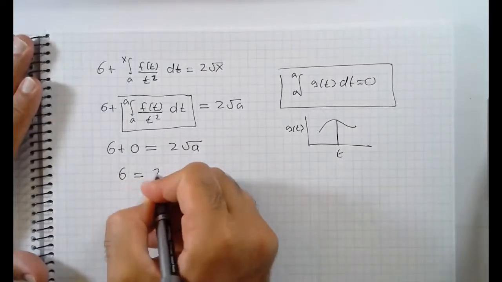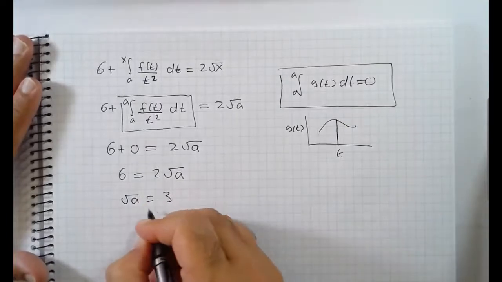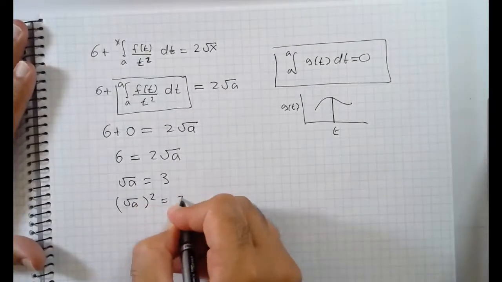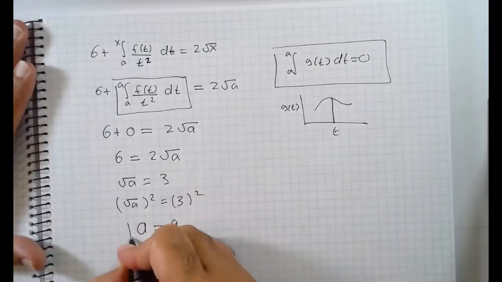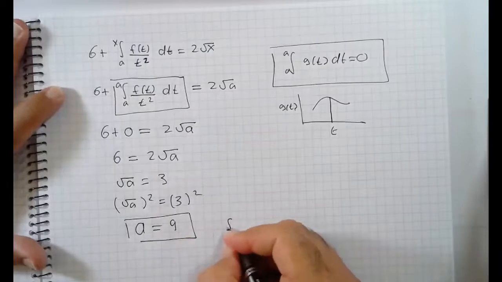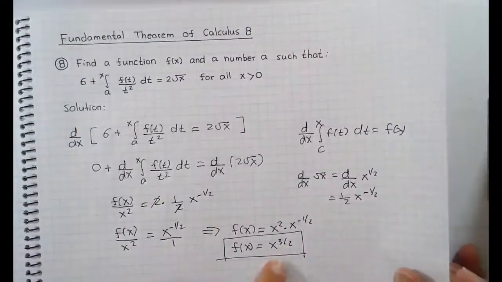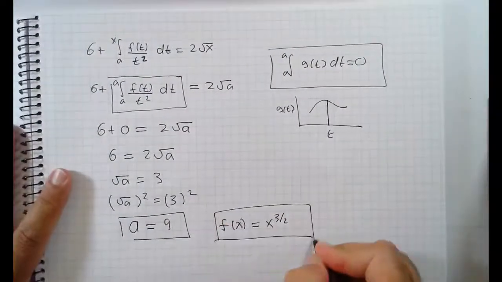6 is equal to 2 root a. Root a is equal to 3. Square both sides, you get root a all squared is 3 squared, and we get a is equal to 9. So this is the value of a, and we found the function previously to be f of x is equal to x to the 3/2. That is a function, and this is the value of a.